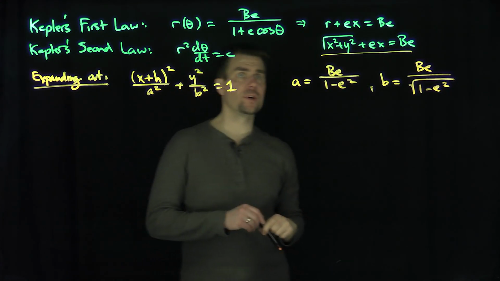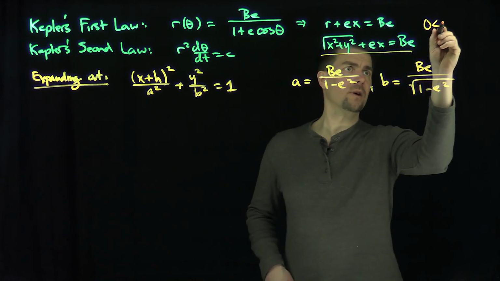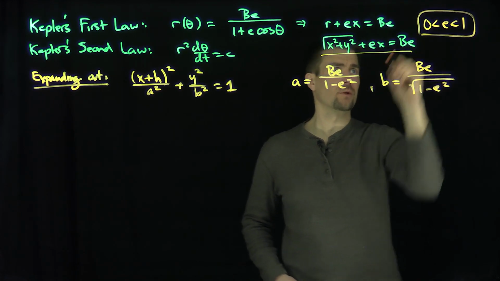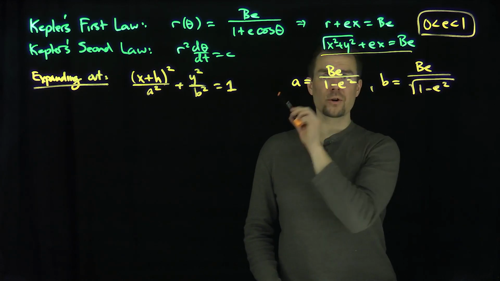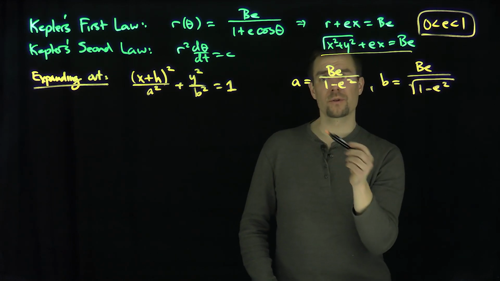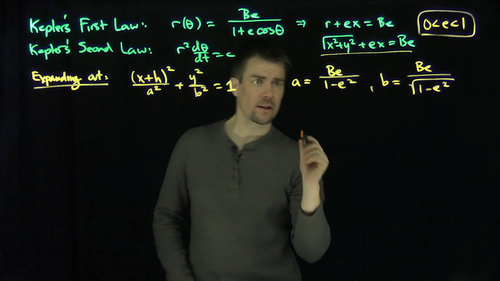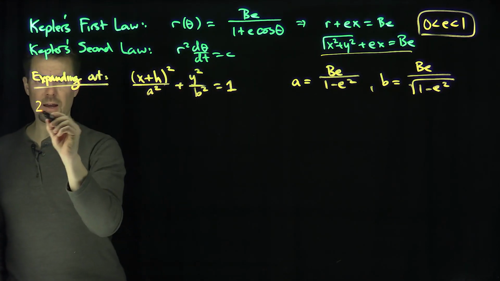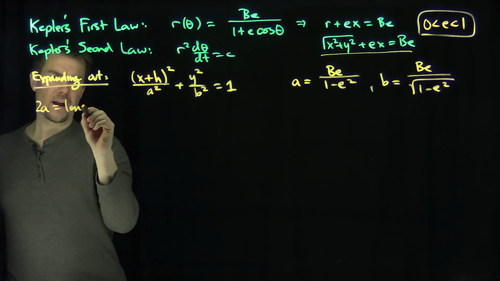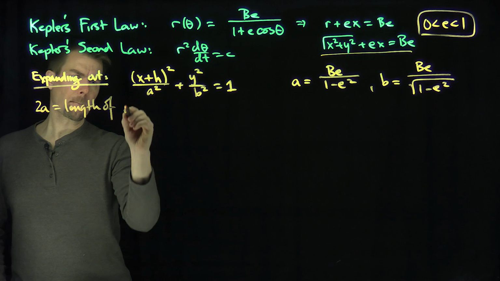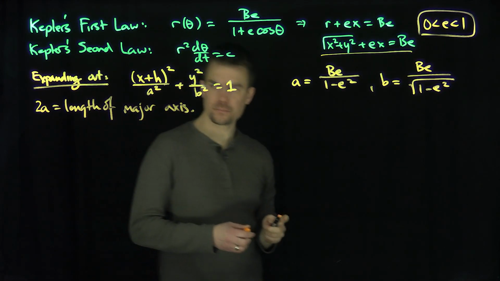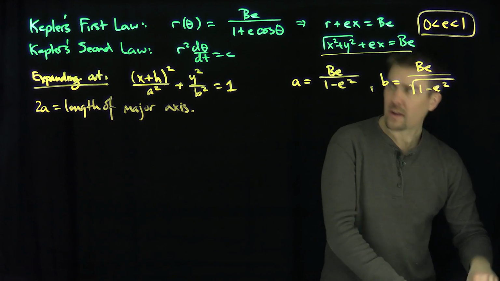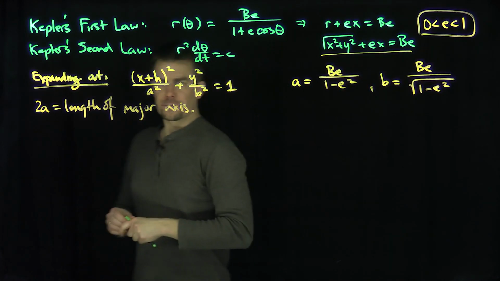And now since we have an ellipse, E is between 0 and 1, the eccentricity is between 0 and 1. We know that the denominator of b is going to be larger than the denominator of a, so b is smaller than a, so 2a is the length of the major axis. Okay, excellent. All right, good. And so now what can we do?